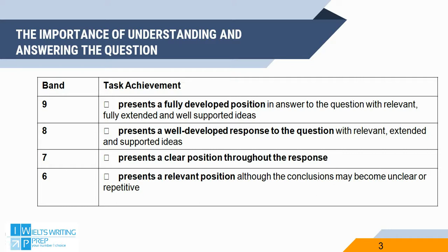At band 8, presents a well-developed response to the question. So you answered the question and you did a good job at explaining it. For a 9, we have a fully developed position. So the difference between an 8 and a 9 isn't that much. Here we have fully developed and here we have well developed. Here we have extended and supported, and here we have fully extended and well supported.